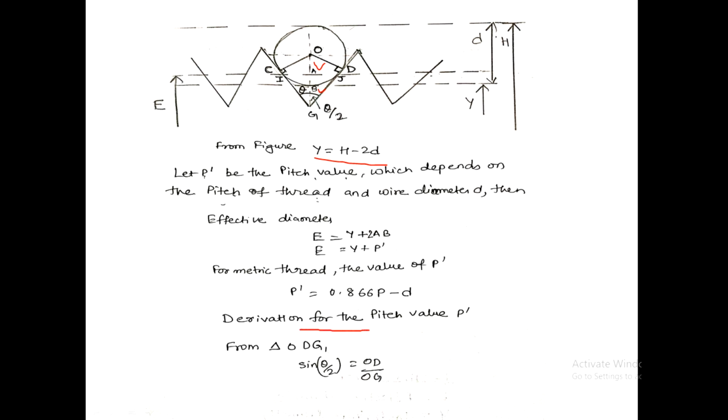The detailed derivation of P dash from the above triangle ODG: sin theta by 2 is equal to OD by OG. Sin theta we know is perpendicular by hypotenuse. Why is it theta by 2? Because the groove angle is theta, so definitely it will be theta by 2. And we know that cosec theta is equal to 1 by sin theta. That's why I have written OG by OD, not OD by OG. Then OG will be OD into cosec theta by 2. What is OD? OD is equal to D by 2 into cosec theta by 2.